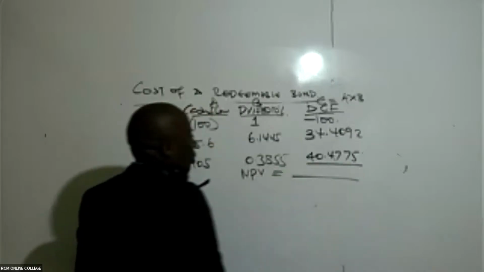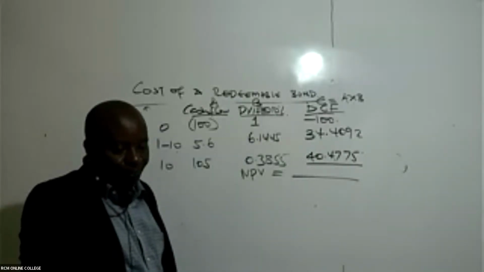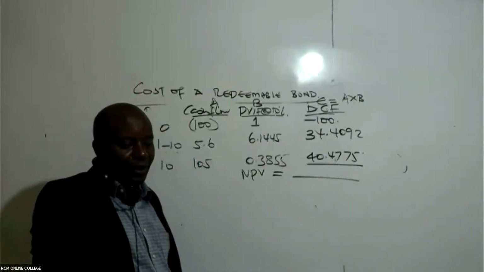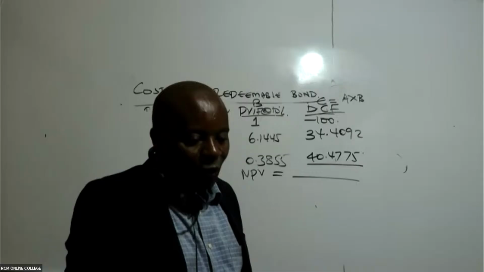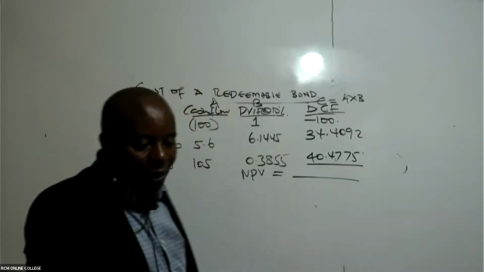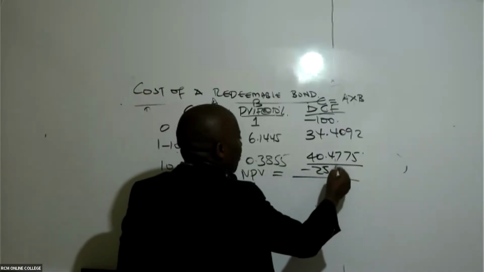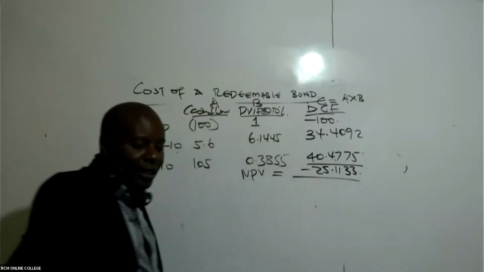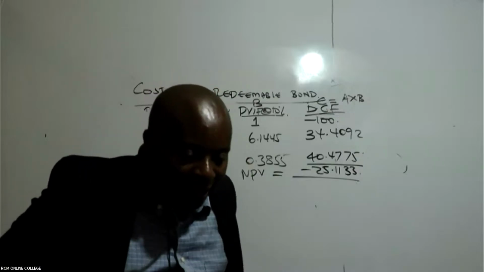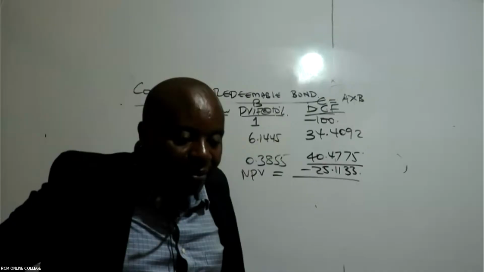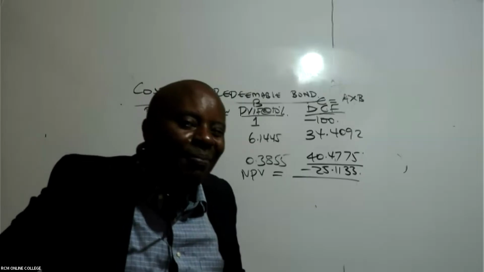So NPV will be equal to, you are now adding everything. This plus this plus this will be negative something. So negative 25.1133. Is there somebody else who is able to confirm this figure? Yeah, Chief Korea has confirmed. BR has also confirmed.